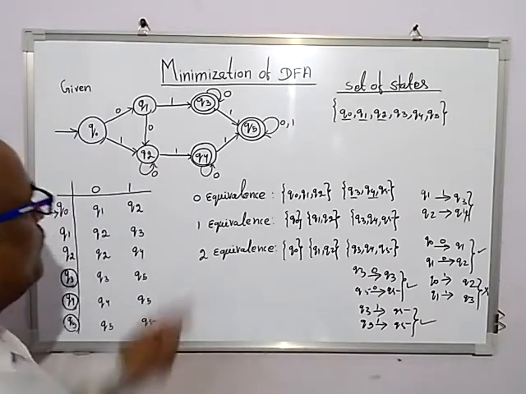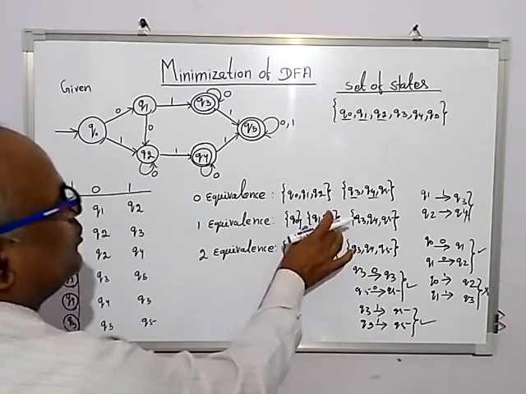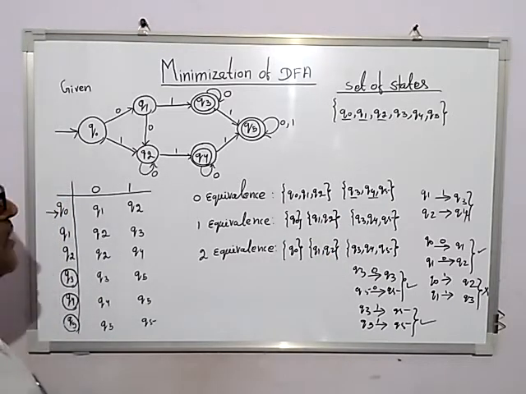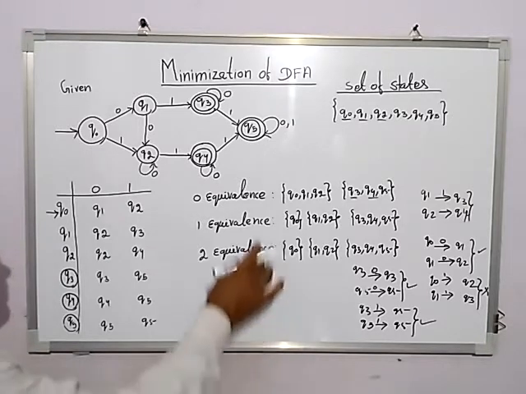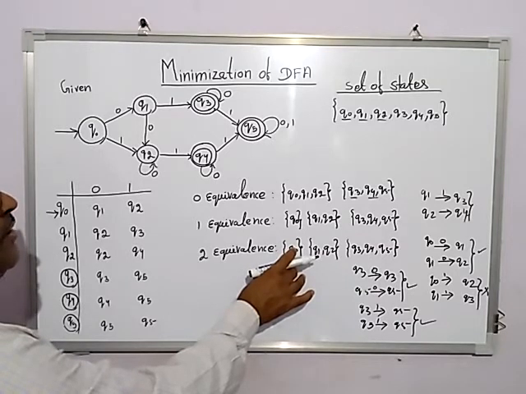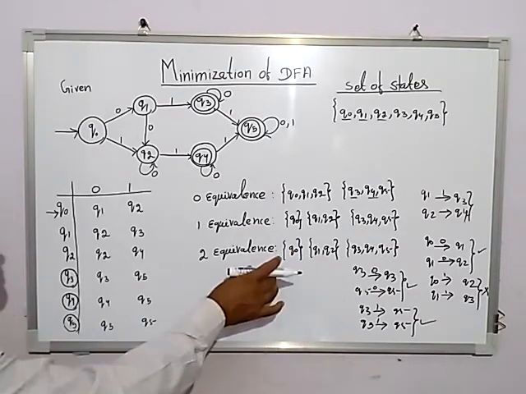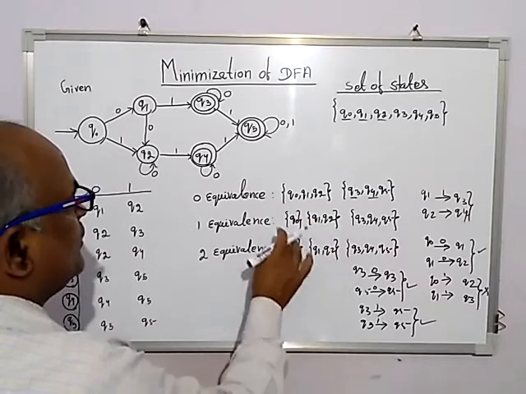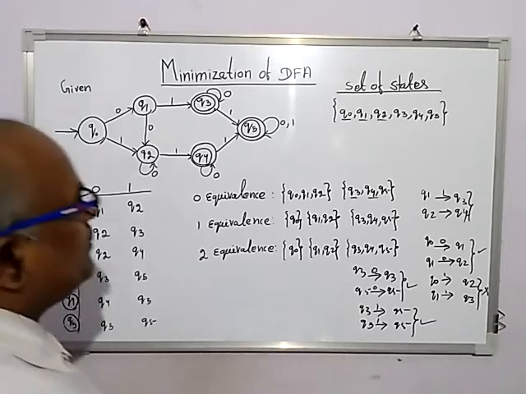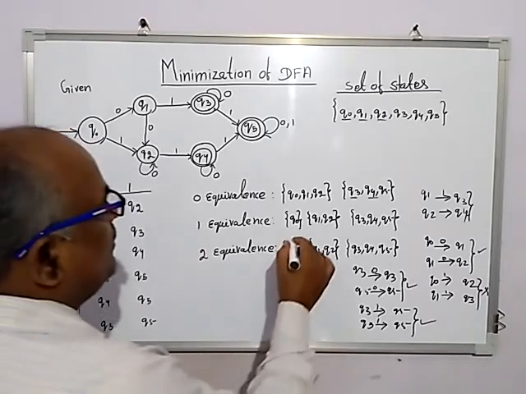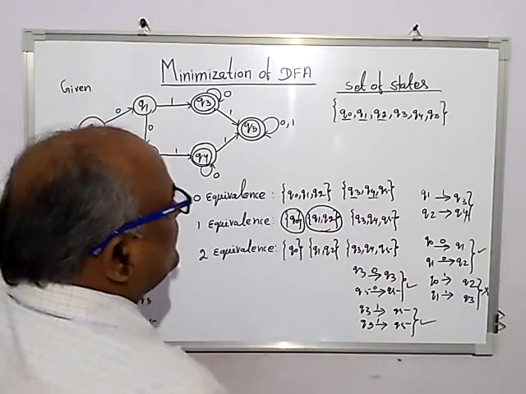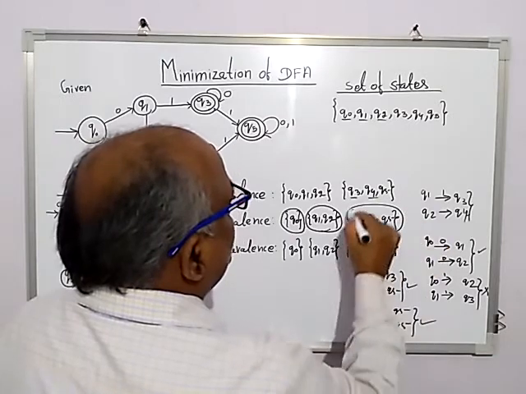Now you see one equivalence and two equivalence. One equivalence is same as two equivalence. So you have to see if the two consecutive equivalence partitions are same, then you have to stop your process. Now we stop the process because one equivalence equals two equivalence. After stopping the process, you consider Q0 is one state, Q1, Q2 another state, and Q3, Q4, Q5 another state.